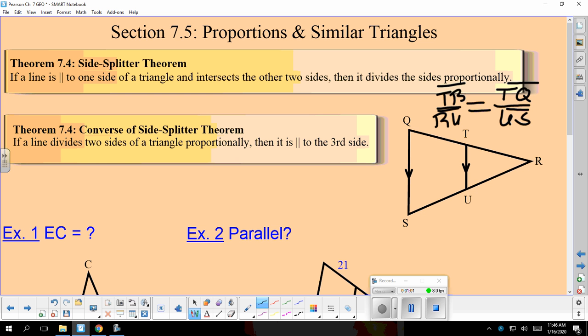And then the converse is also true. If a line divides two sides of a triangle proportionally, then it is parallel to the third side. So if this proportion is true, then I also know that the line is parallel. And that idea of converses and conditional statements and theorems that we learned at the very beginning.